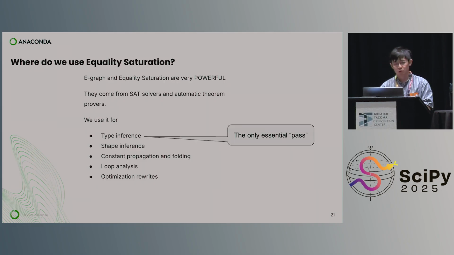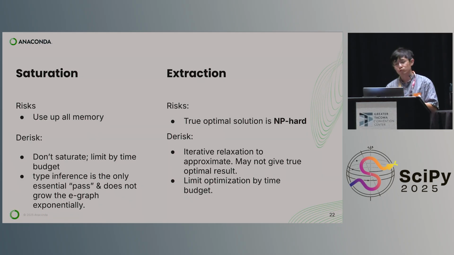We use equality saturation for things like type inference, shape inference, loop analysis, and optimization rewrites. And actually, all these e-graphs and equality saturation are very powerful. They actually come from SAT solvers and automatic theorem provers. So you can imagine you can do a lot of things with them. But they do come with risk.